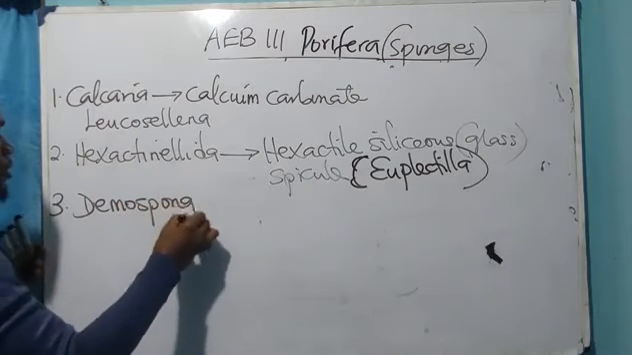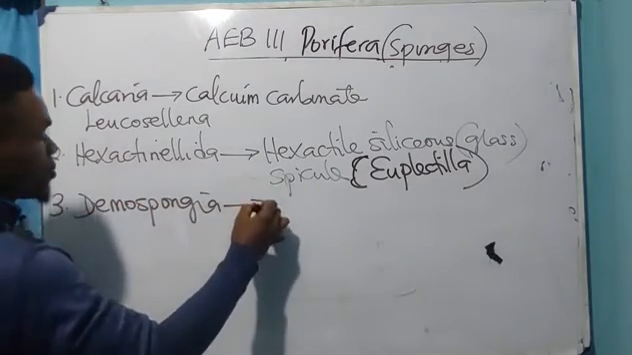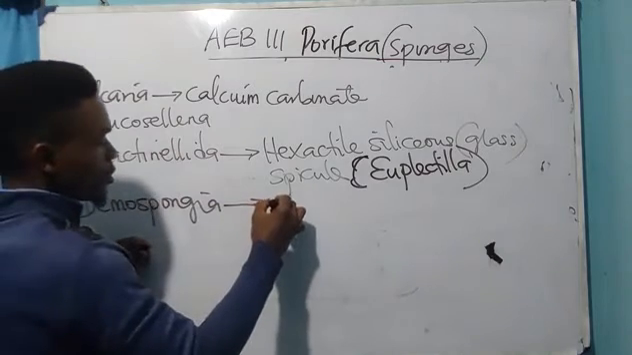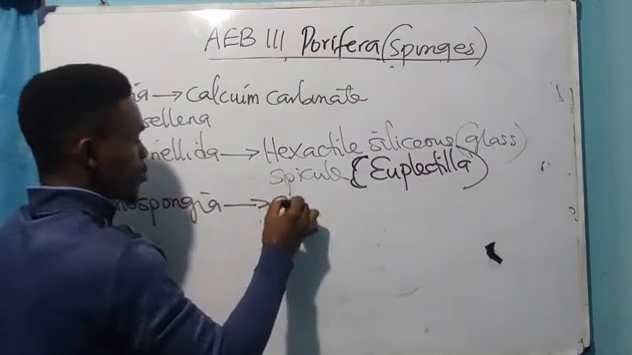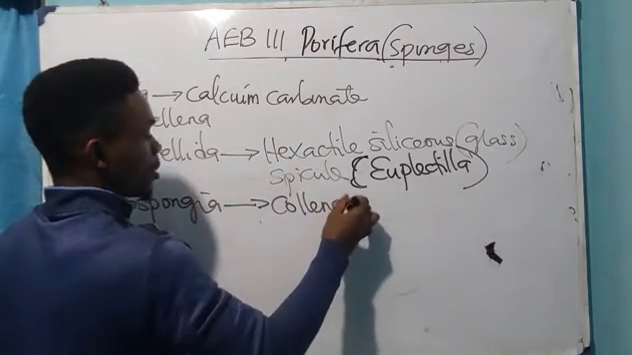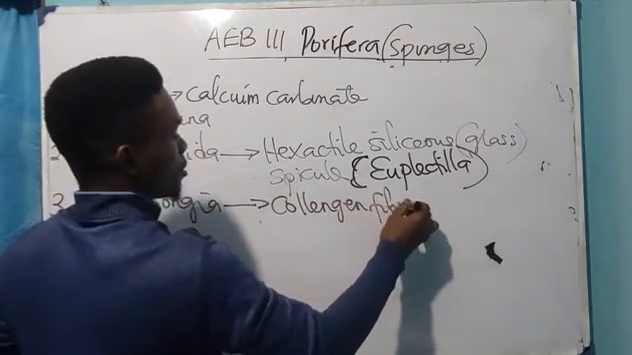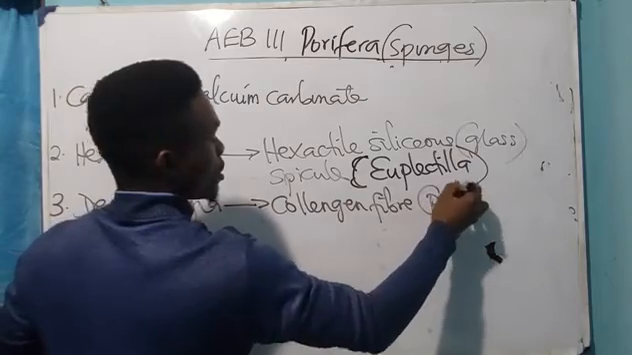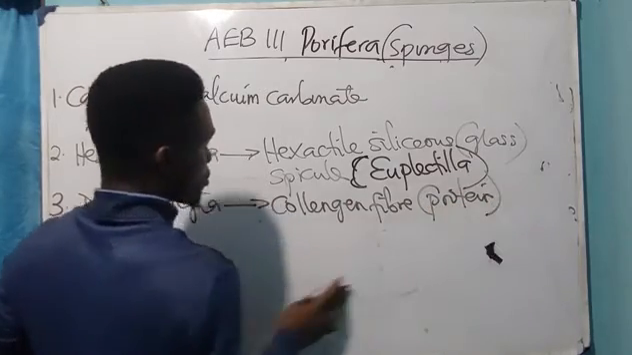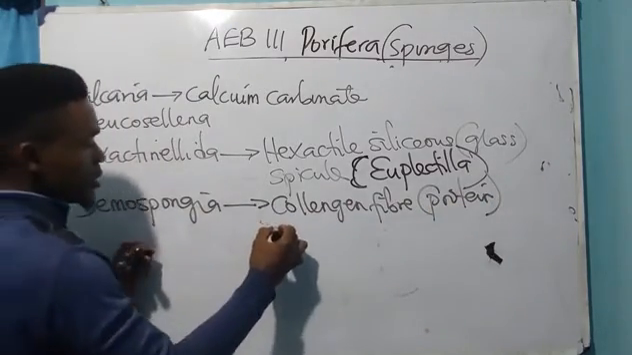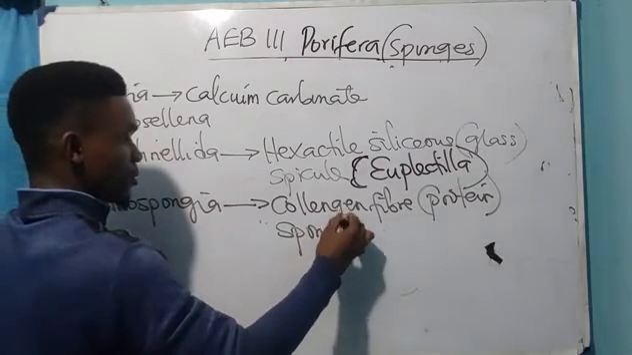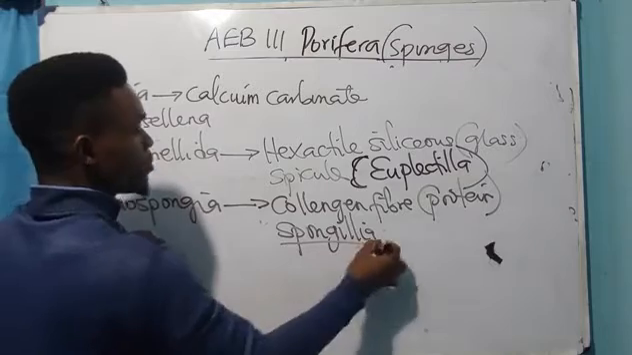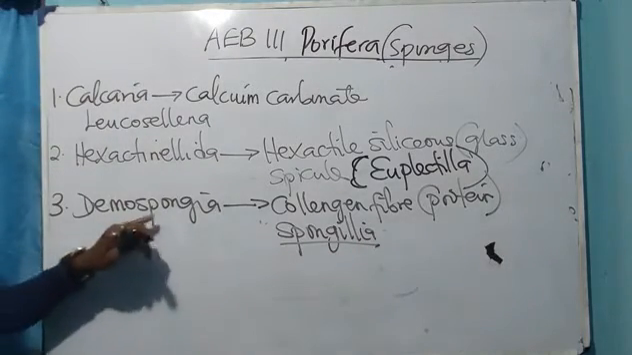Number 3, we now have Demospongiae. Demospongiae is made up of collagen fiber, and that is proteinous in form. A good example is Spongilla. The Spongilla possesses Demospongiae.